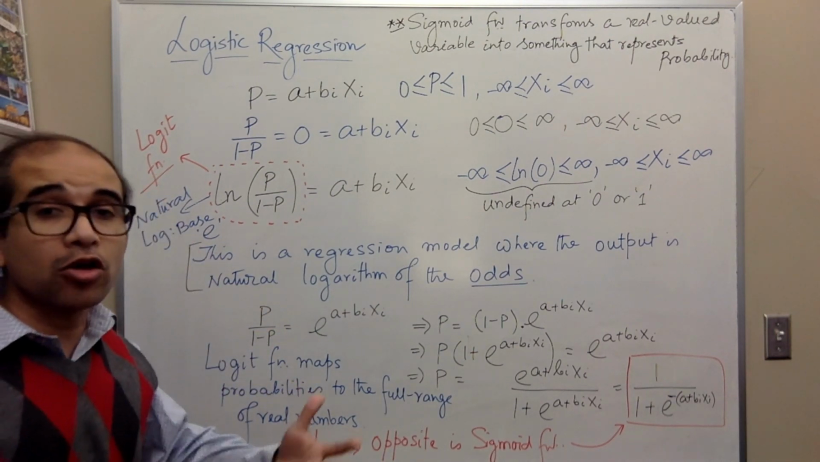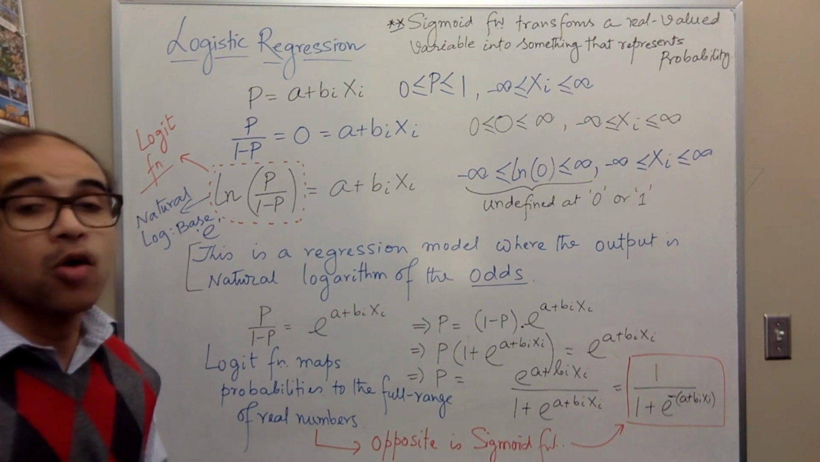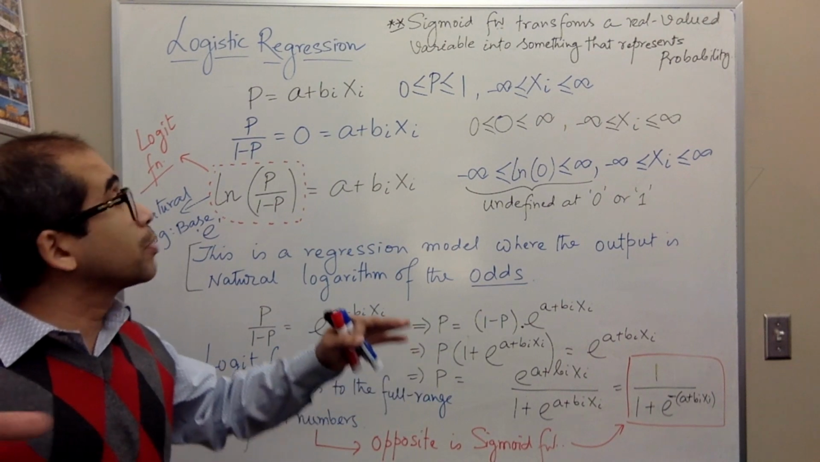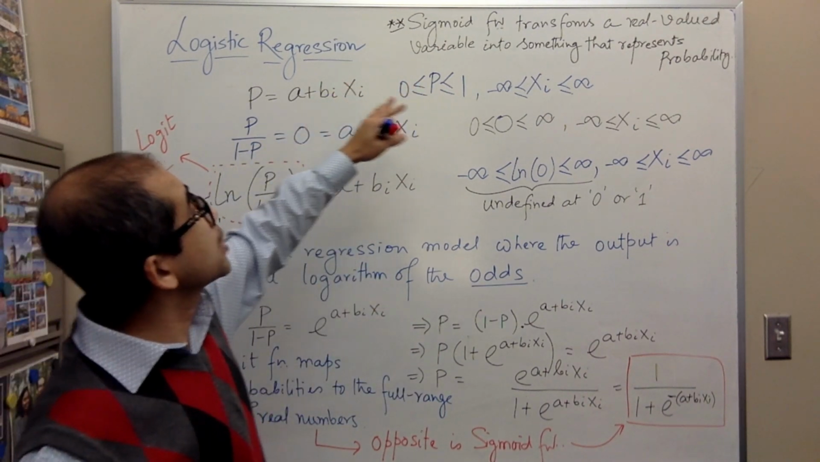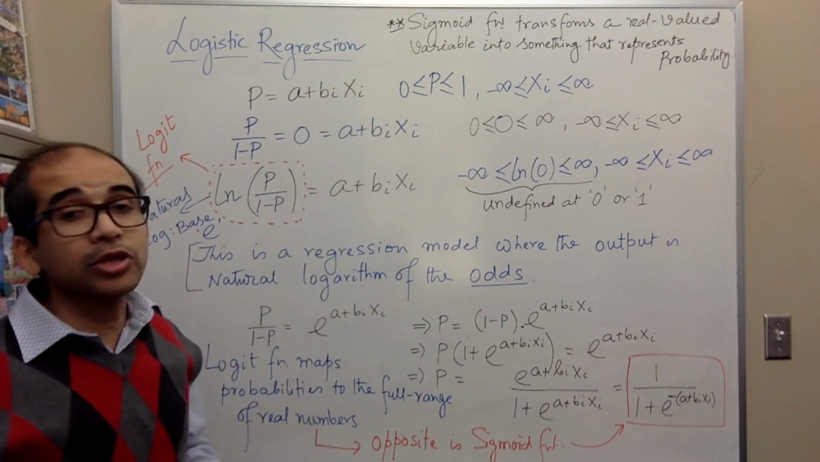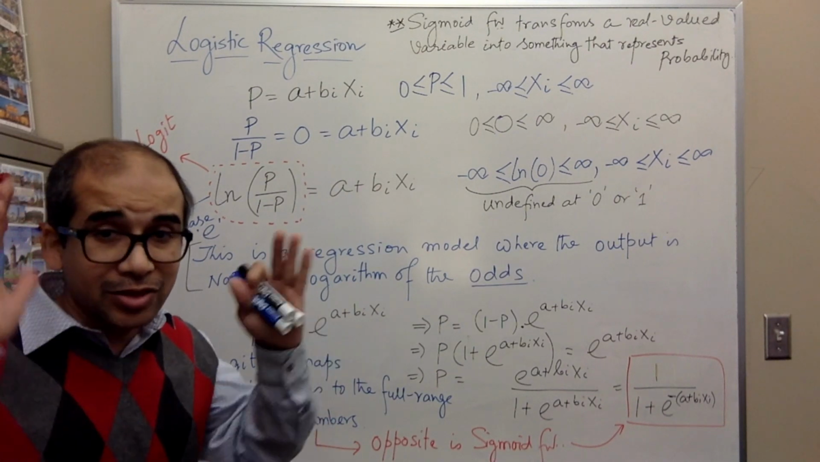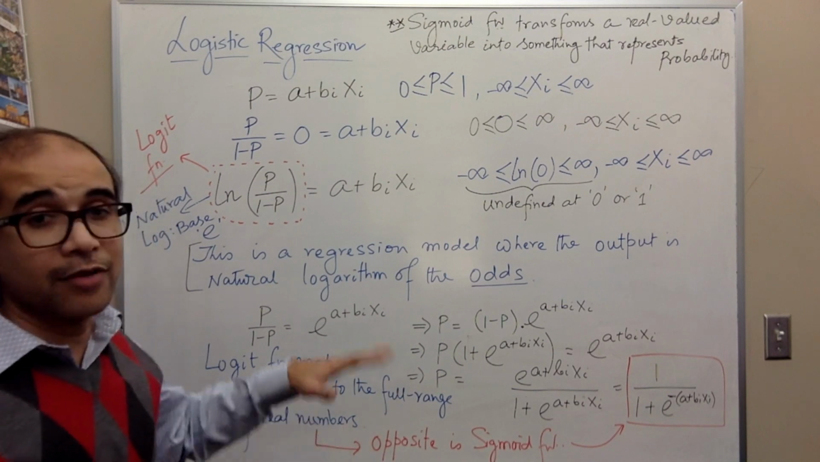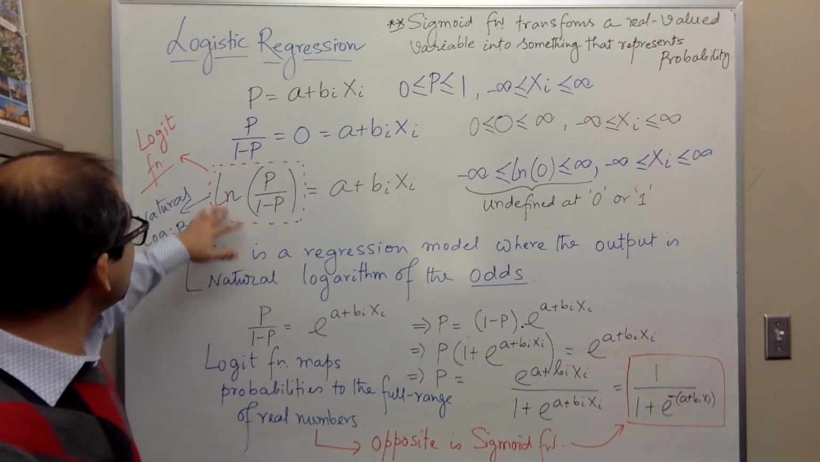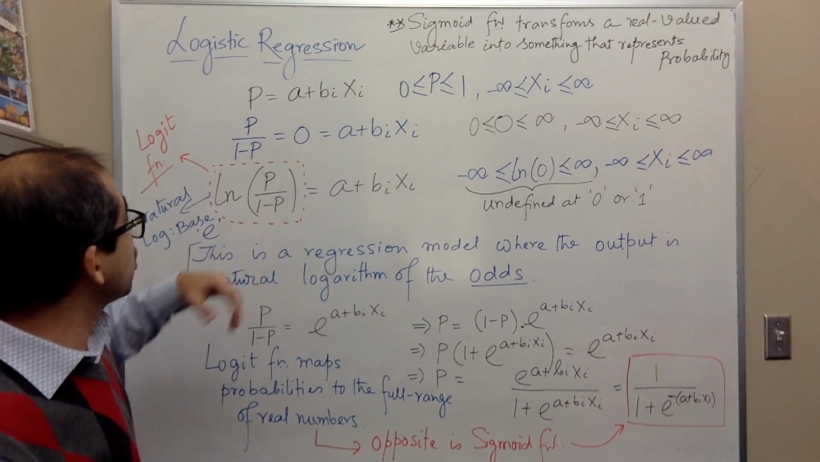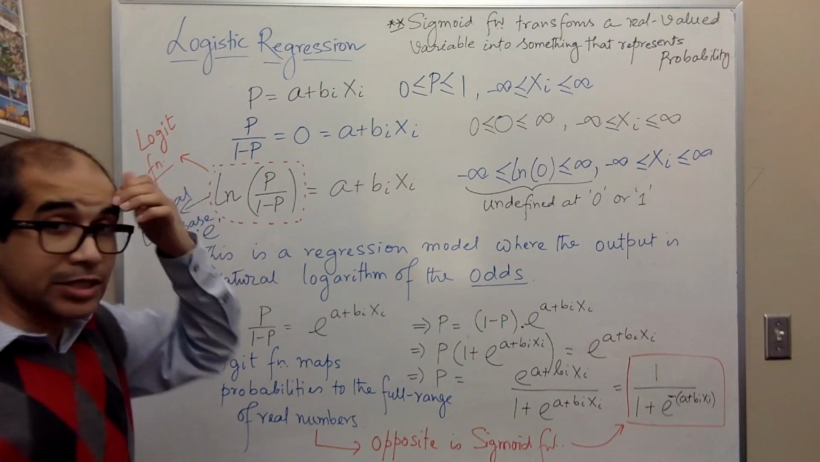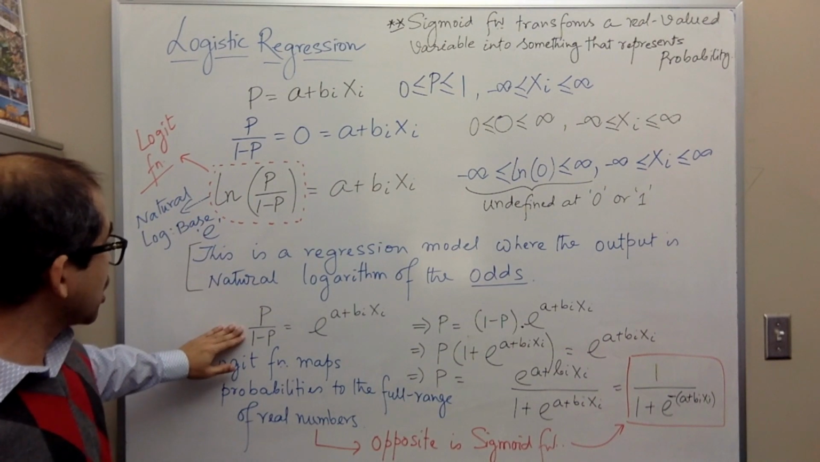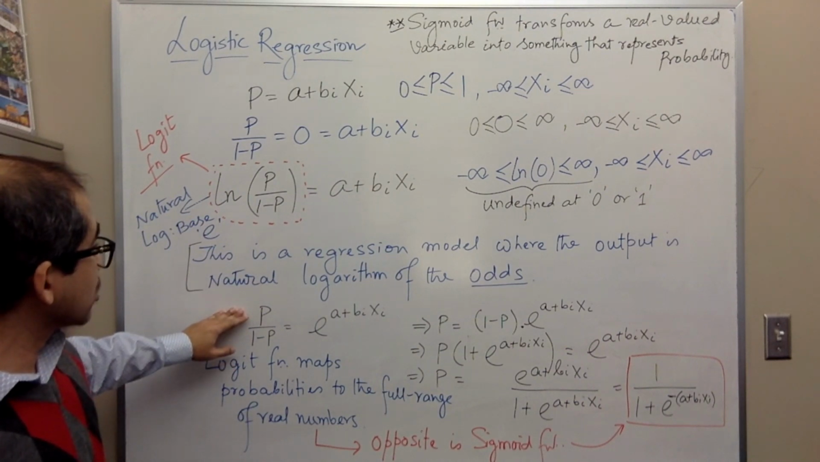The inverse of the logit function is the sigmoid function. What does it do? The sigmoid function transforms a real valued variable into something that represents probability. Exactly, that's what we need. And how we come from the logit function to the sigmoid function, I have done the calculation here. You see, it's the logarithm of p over 1 minus p and the base is e, remember the natural logarithm's base is e. So from here you come here.